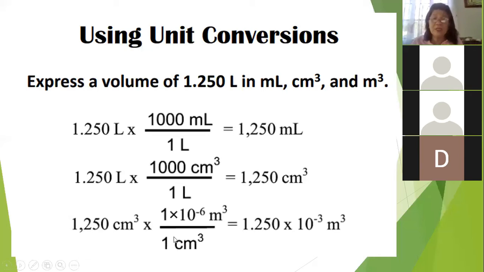Because we already know, in 1 meter, how many centimeters? It's 100. So we write three of the conversion factors: 1 meter over 100 centimeters, another 1 meter over 100 centimeters, and another 1 meter over 100 centimeters.